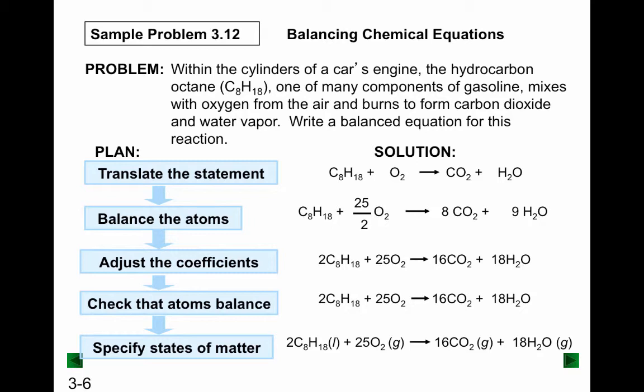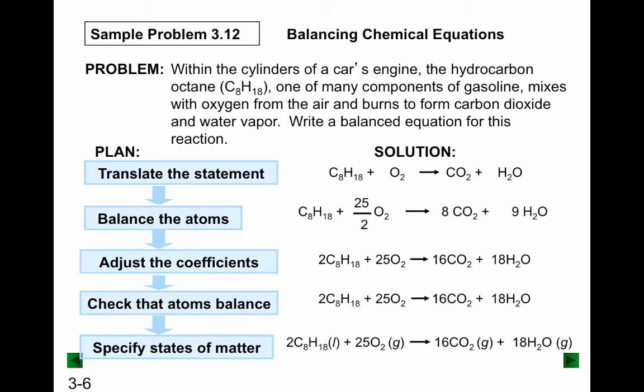Step 2 is to balance the atoms, so let's start with carbon. This is a combustion reaction, so all of the carbon in octane will end up in carbon dioxide. Notice there are 8 carbon atoms on the reactant side, so we need 8 carbons on the product side, so put an 8 in front of carbon dioxide. The hydrogen atoms in octane will end up in water. There are 18 hydrogen atoms on the reactant side of the equation and only 2 hydrogen atoms on the product side. In order to balance the hydrogen atoms, we need to put a 9 in front of the water.